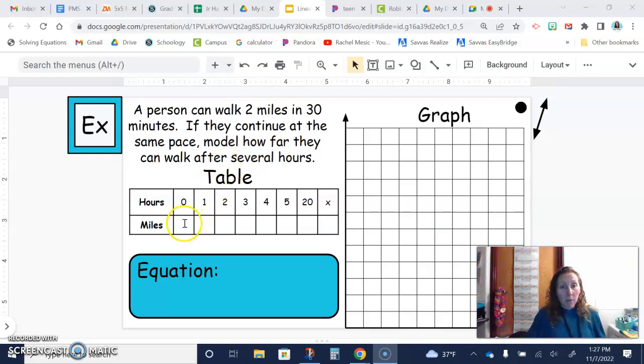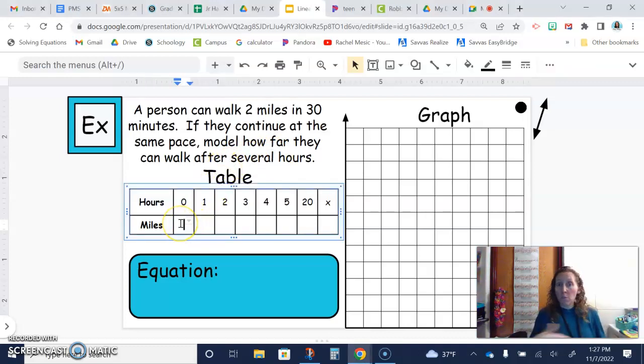So, if 0 hours passed, no time at all, I've walked 0 miles. Okay, in 1 hour, that would be 30 minutes 2 times. So I'd walk 2 miles and 2 more miles, which would be 4 miles. So basically I can walk 4 miles in an hour. So then this one would be 8, 12, 16, 20. Don't be fooled. This one skipped to 20 hours.